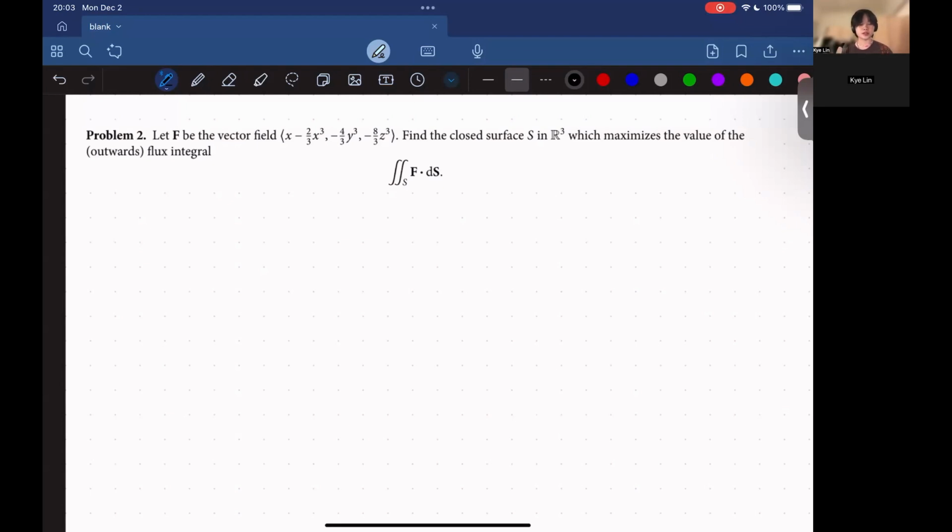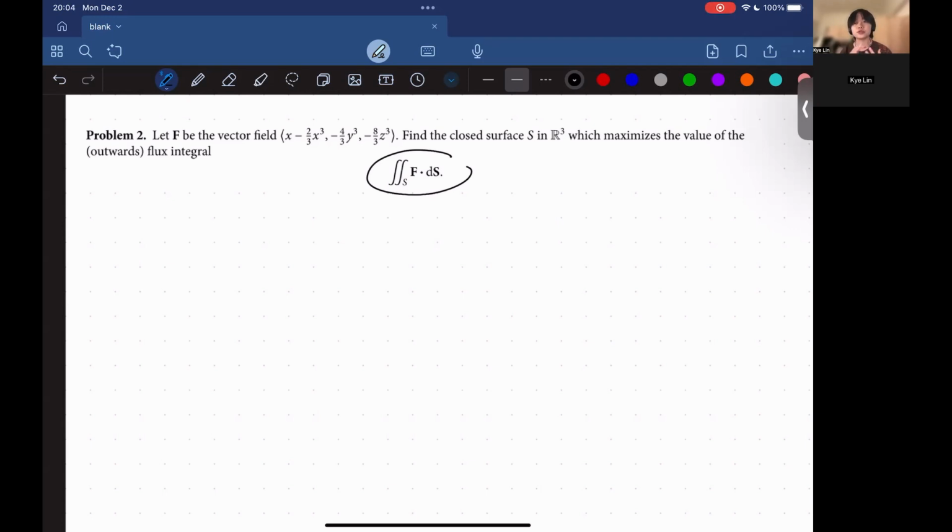So the question says, let F be the following vector field, and we want to find the closed surface S on R3 which maximizes the value of the outward flux integral. So that was a lot of words. Let's really figure out what we're trying to do. We're given this surface integral and we're trying to find S. How do we do that?